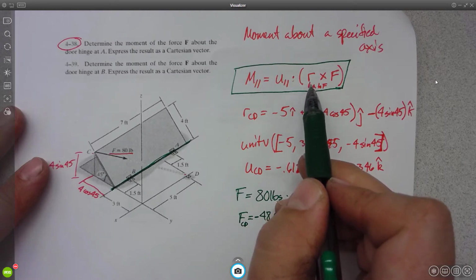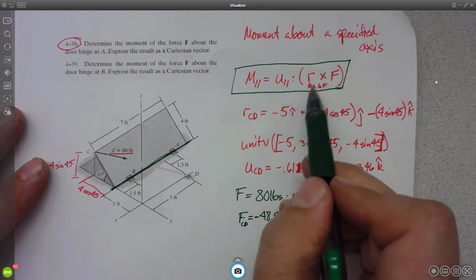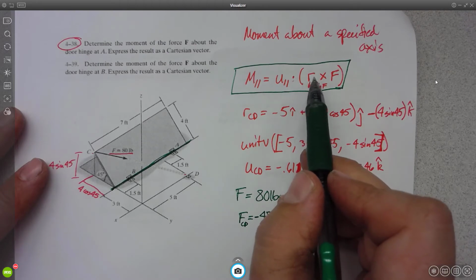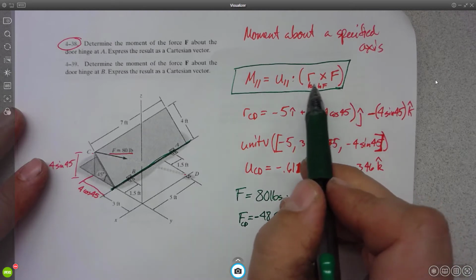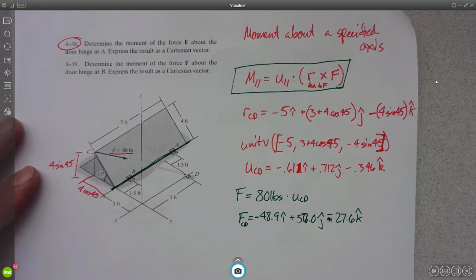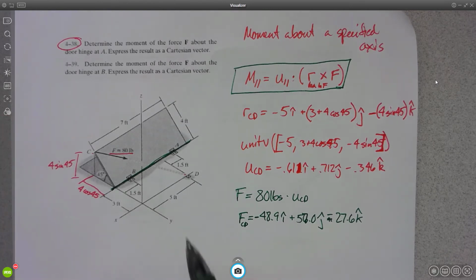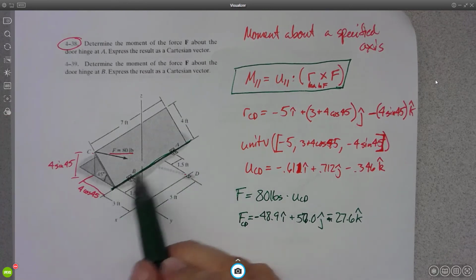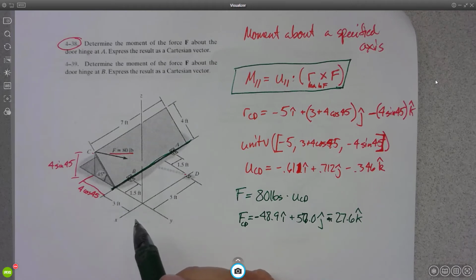Anybody remember what choices we have in using r? Does it have to be perpendicular to the line of action? Yeah, it does not have to be perpendicular. It has to be from the line of action of the force to wherever we're taking the moment about. Right? So we're taking the moment about this axis. So what are some options we have?